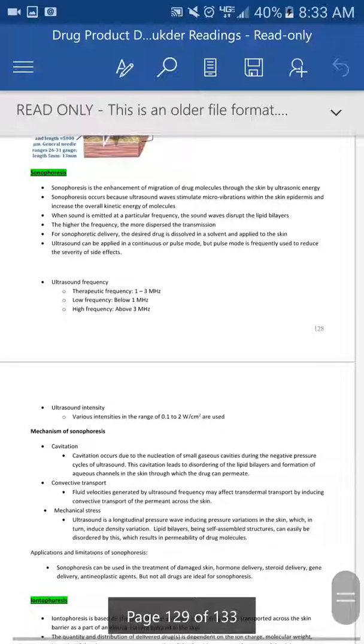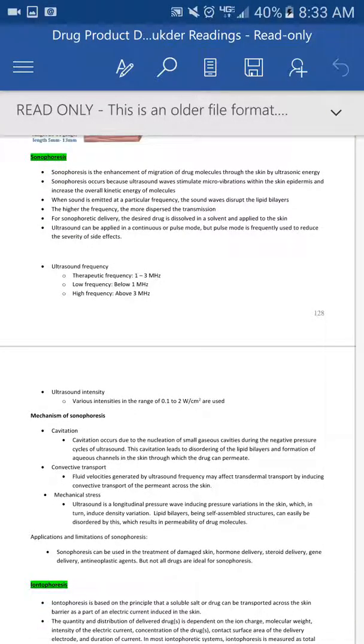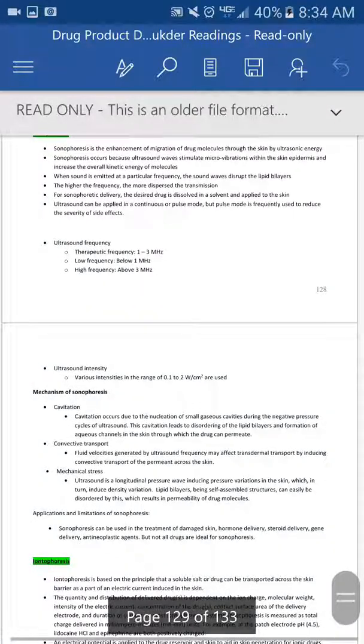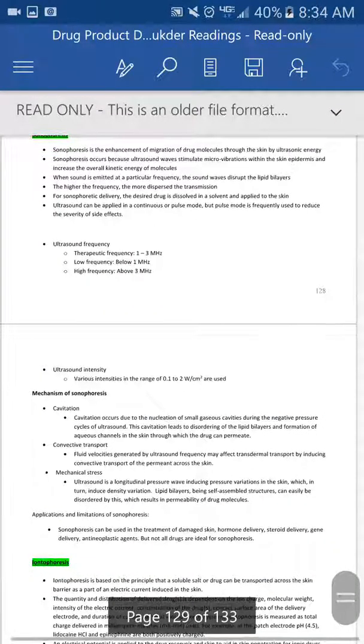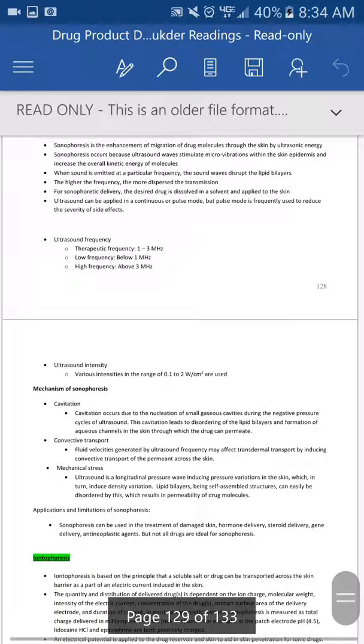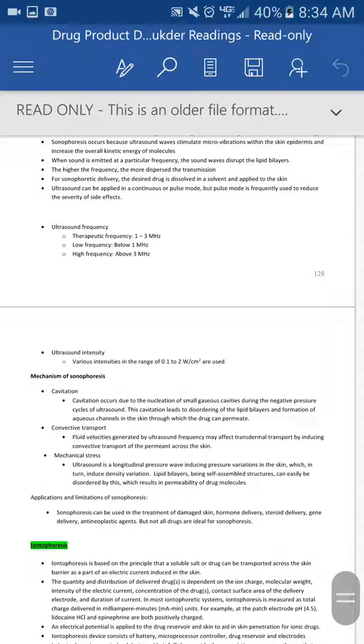Sonophoresis occurs because the ultrasonic waves will stimulate micro vibrations within the skin epidermis and increase the overall kinetic energy of molecules. So that will help them open up little tiny pores, also by disrupting the lipid bilayer, to let drugs get through. Higher the frequency, the more dispersed the transmission.